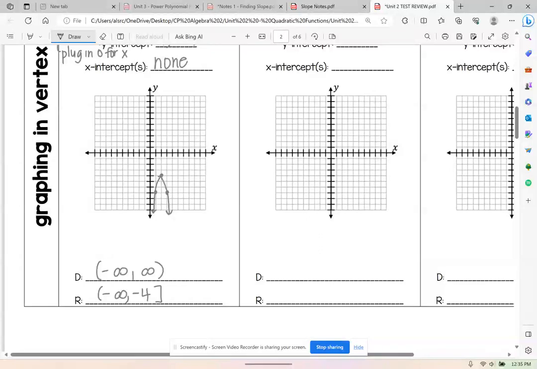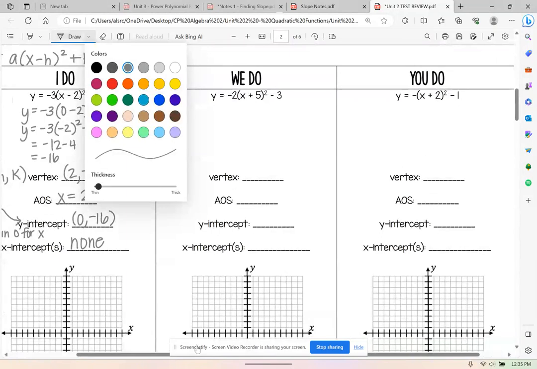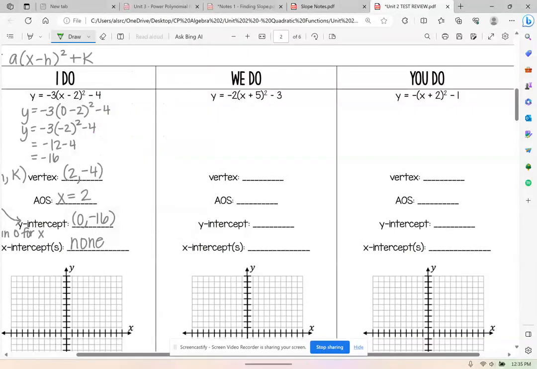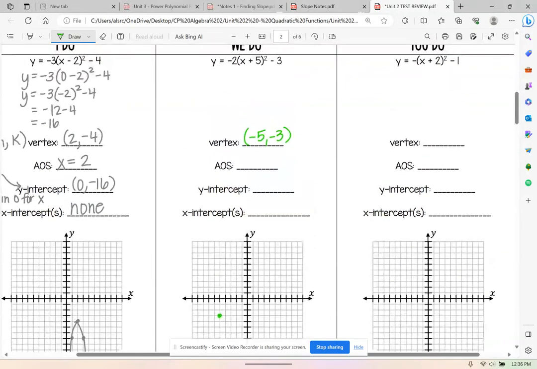These are the ones that you liked a little bit more, if we can kind of remember that far back. Okay? Does everybody have that? Here we go. What is my vertex? (-5, -3). Axis of symmetry: x equals -5.